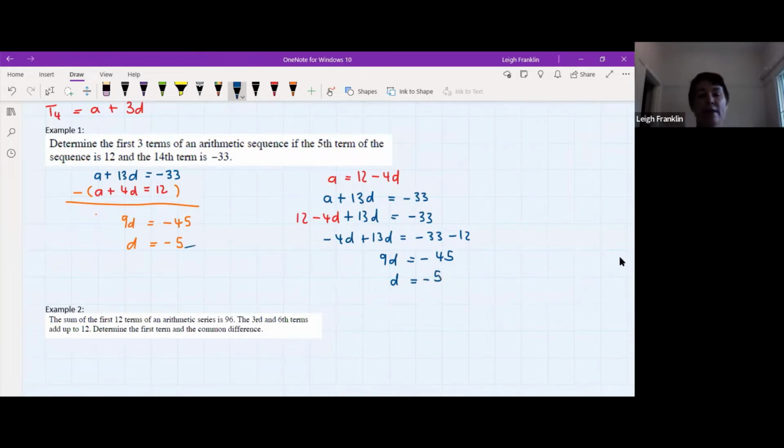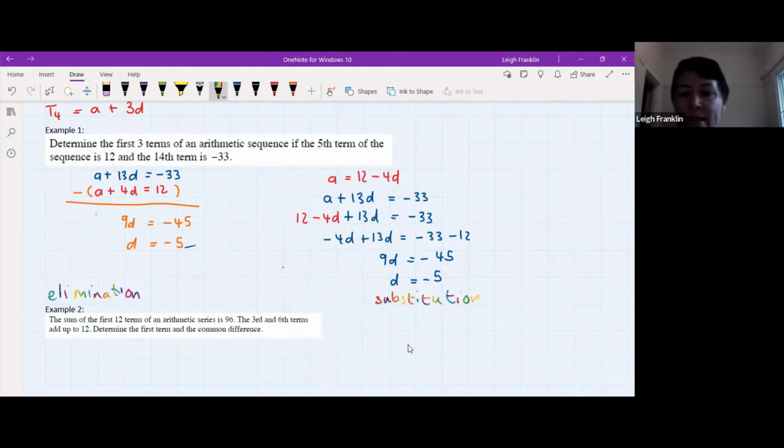So the nice thing about doing it by elimination, so elimination was this one on the left, rather than substitution, is that elimination is just a little bit faster. Okay, you don't have to do that if you're not comfortable with it. If you'd rather substitute, go right ahead. The choice is completely yours.